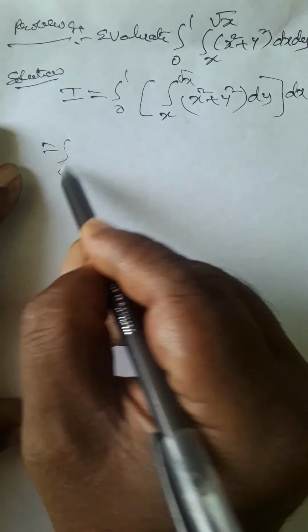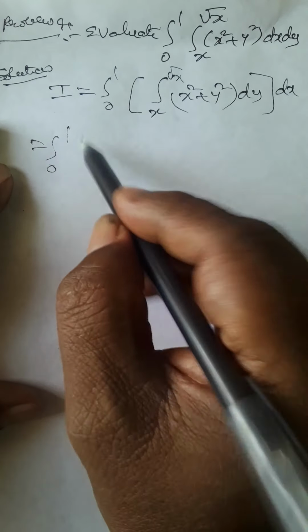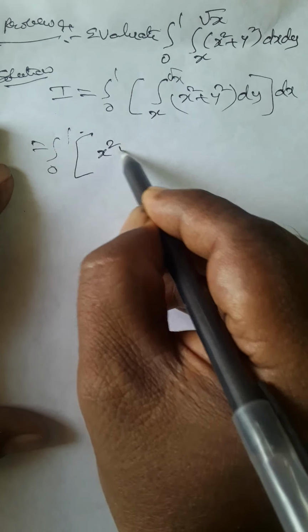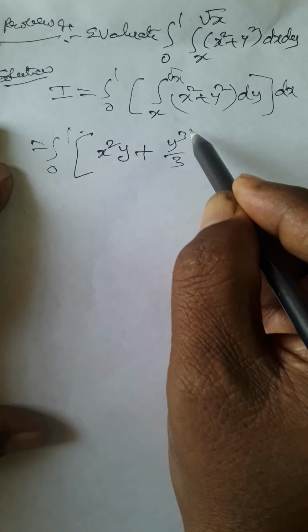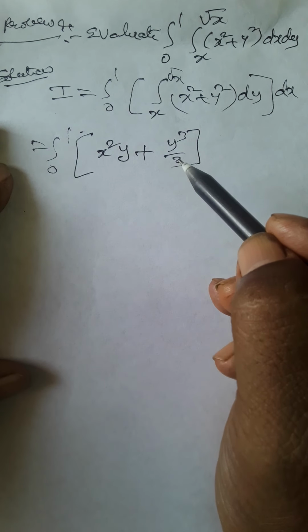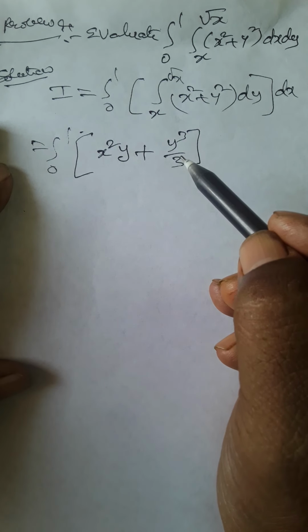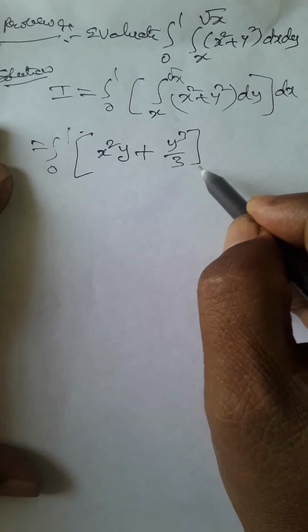So 0 to 1, integral x square constant, integral dy y, so x square y plus y square dy. Integral y square dy means y cube by 3. The formula is integral x power of n dx is equal to x power of n plus 1 by n plus 1.